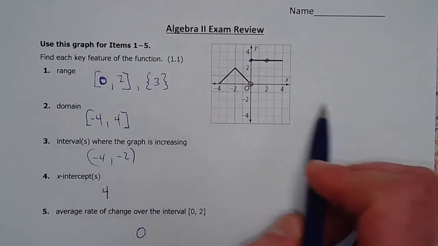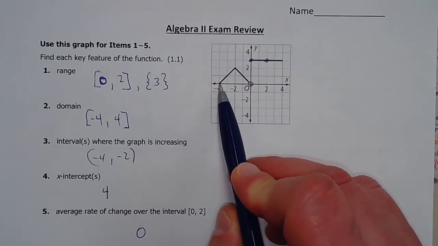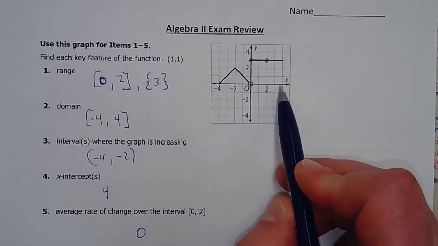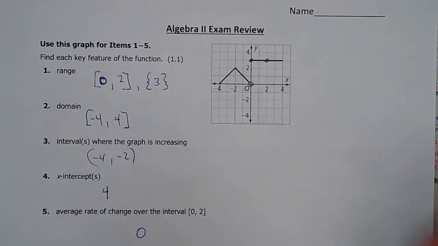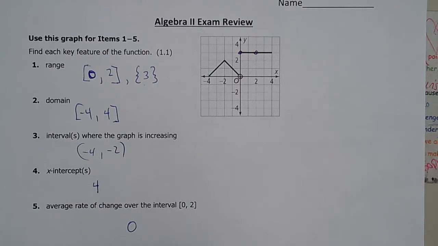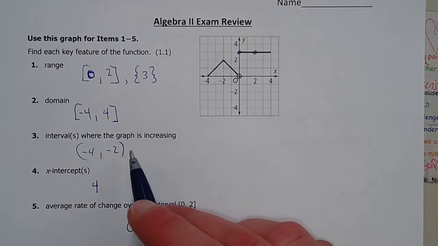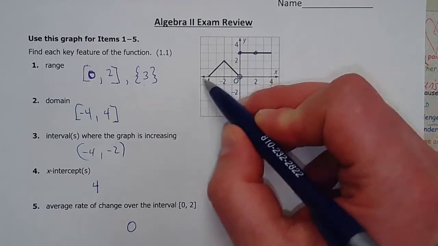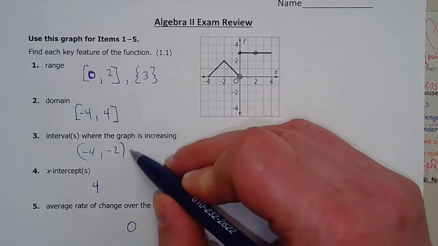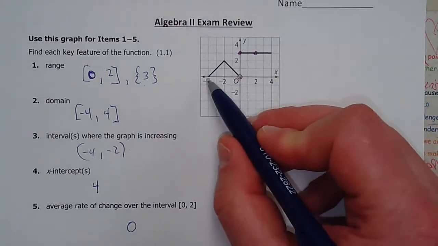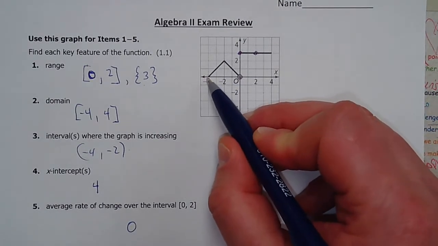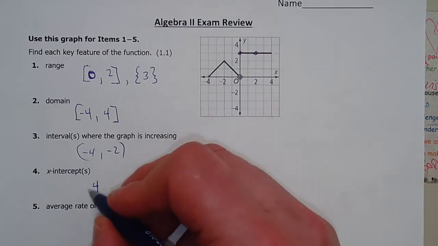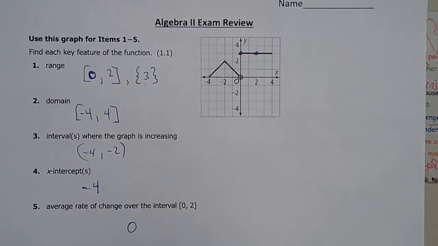The domain, so left to right, -4 is as far left as it goes. It exists all the time, then it jumps up to here, and exists until 4. So this one is -4 to 4. No holes in the graph at all there. Increasing, the only time it increases is right here, because then it decreases and then it's constant. So increasing would just be from -4 to -2. Only one x-intercept, because this is the only one that actually touches at 0. This is open, so it's not there. So that should be -4, is the x-intercept.